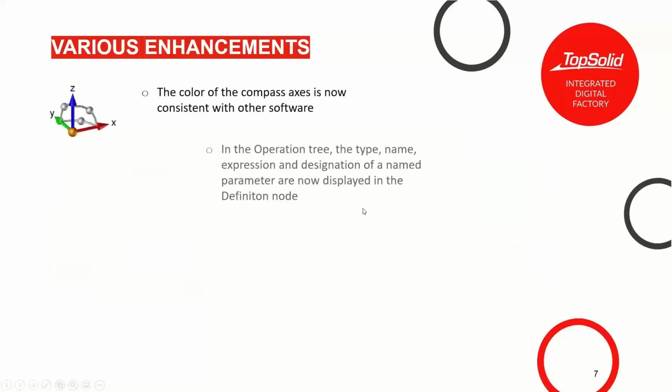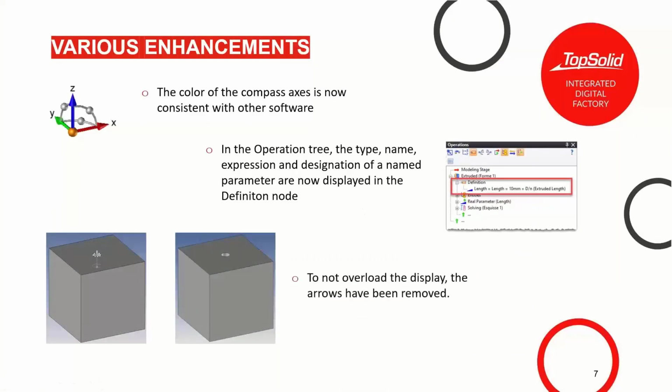Let's move on to the next one. There were a lot of requests out there to make the color of the compass consistent with other software. So we did it. Your x-axis is now red, your z-axis is now blue, your y-axis is now green. If you don't like these, you can go into the entities tree and you can manage this yourself and set it to whatever you want it to be.